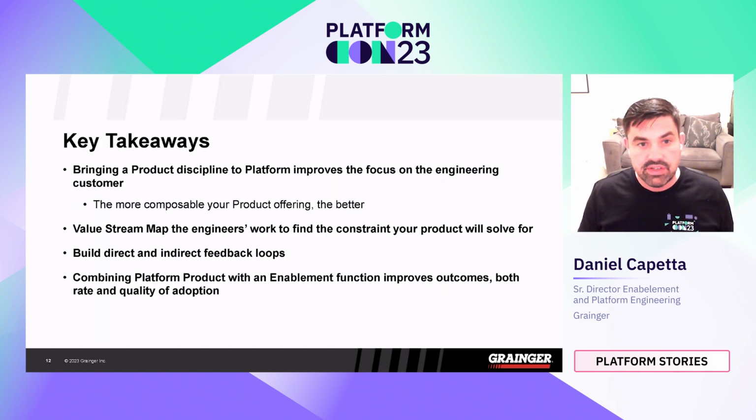So I wanted to close today by just hitting on a couple of key points that I really wanted to drive home. First is bringing a product discipline to platform improves the focus on the engineer as the customer. The idea of having composable products makes it easier for those engineering teams to use the parts that they need and avoid the parts that they don't need, so that the solution that you create for them across this product suite is sustainable and easy for them to use.